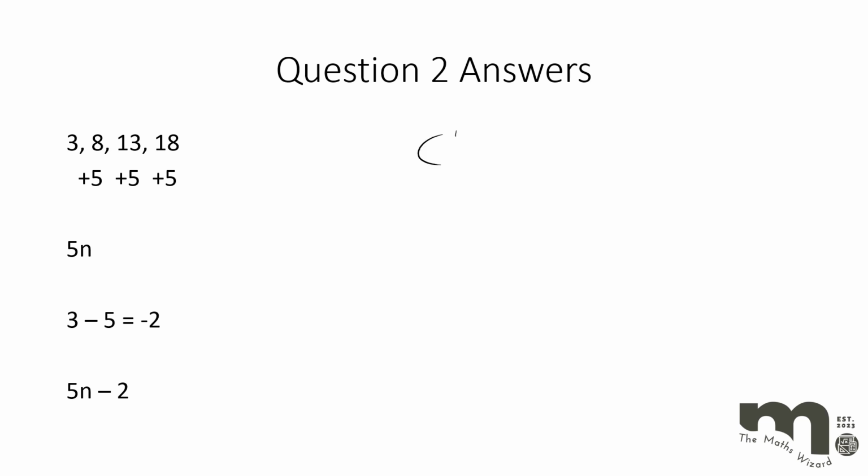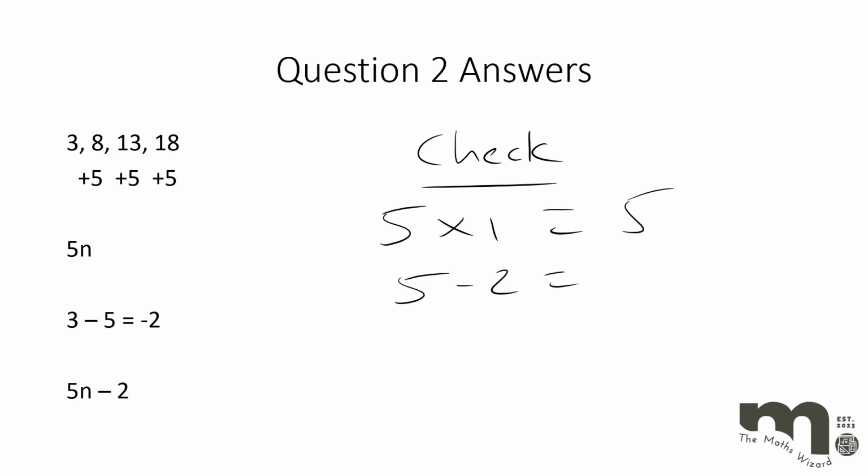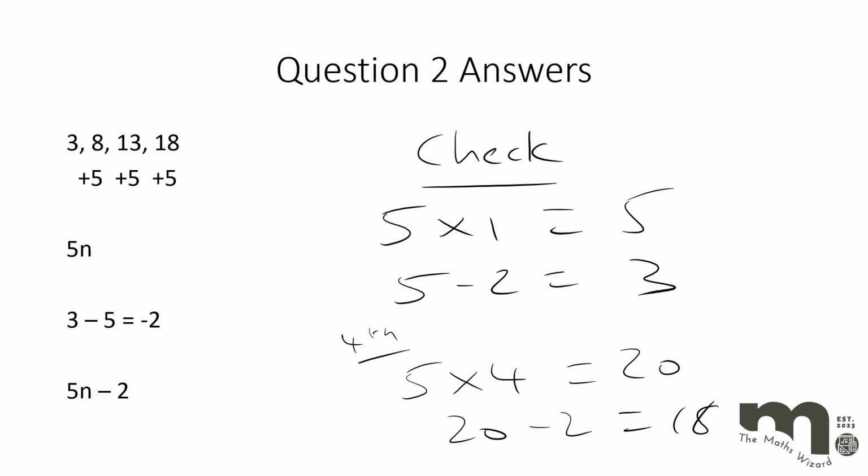If you want to do a check, let's try it with the first number this time. 5 times 1 is 5, and 5 take away 2 gives you 3. And let's try it with the fourth number as well. 5 times 4 is 20, and then 20 take away 2 will give you the 18 there for your fourth term.